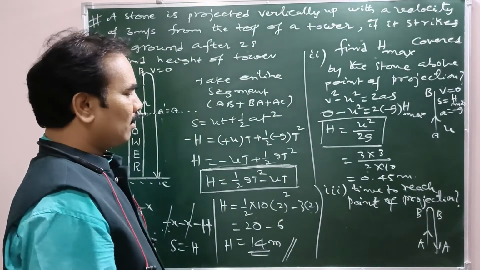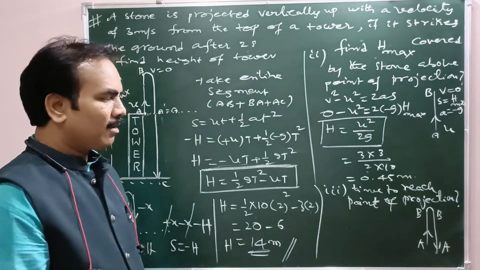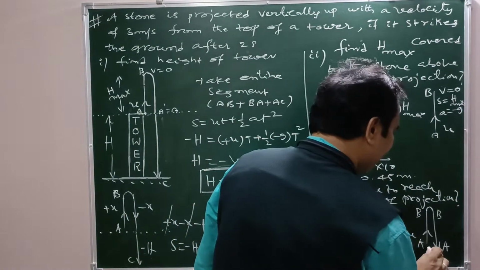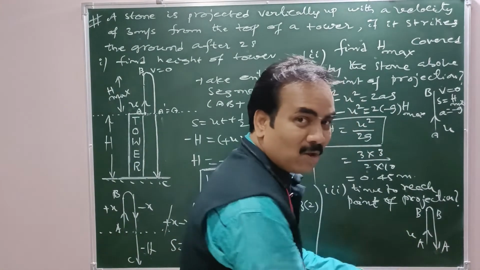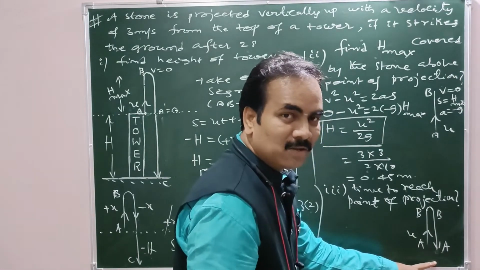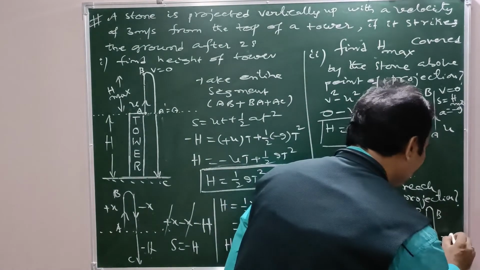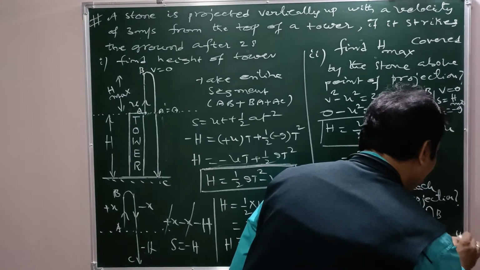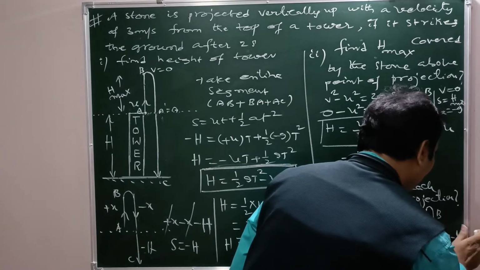Okay. So what is the time here? Here at point A, what is the velocity? U. Again at point A, while coming down, what is the velocity? Is it U or minus U? Minus U. V equal to minus U.